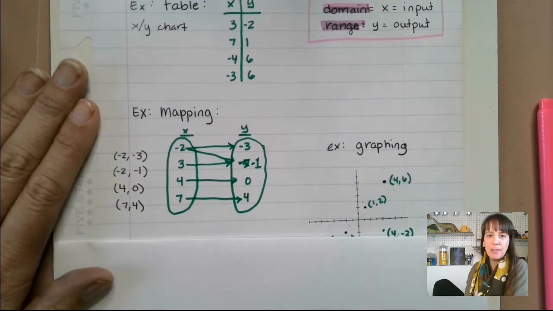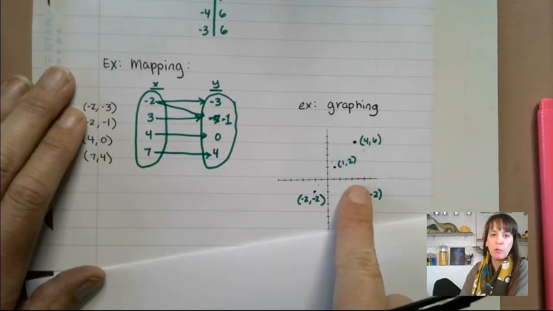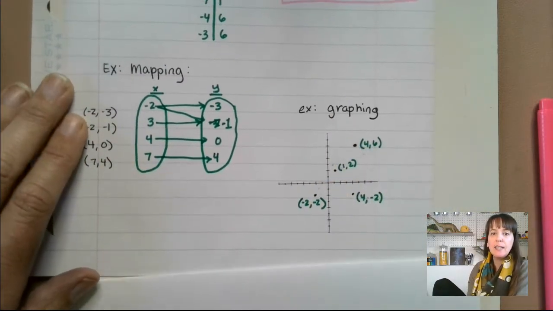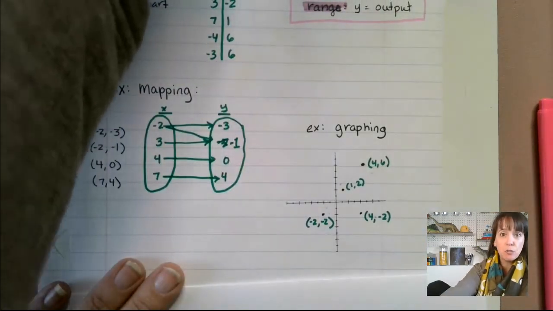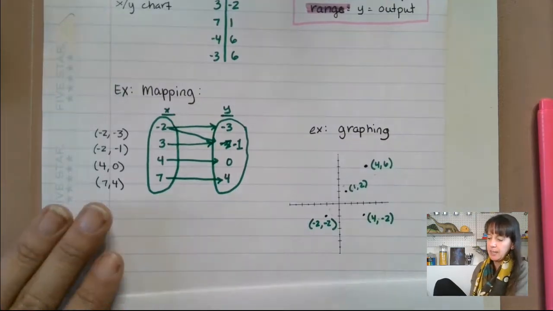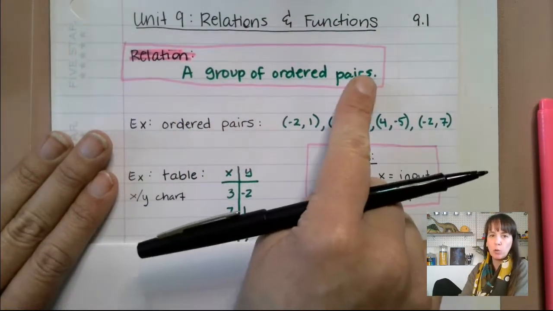Now, the last method is graphing. We can look at a graph and find our group of ordered pairs here. And so these 4 different methods are ways of demonstrating relations, okay? Now, what I want you to do is, like I said, write down relation, a group of ordered pairs.